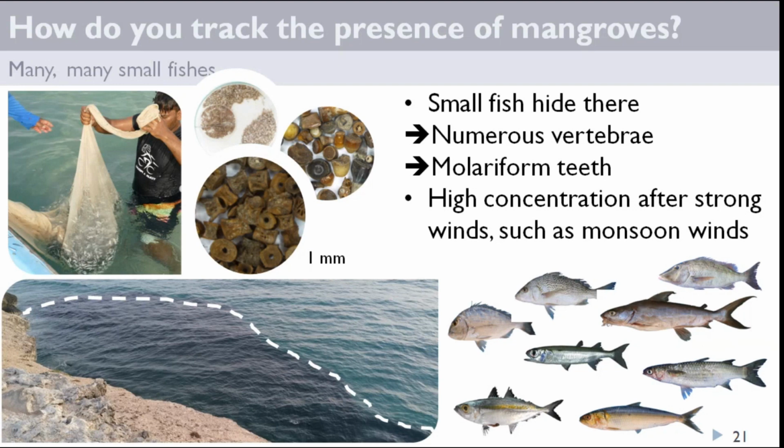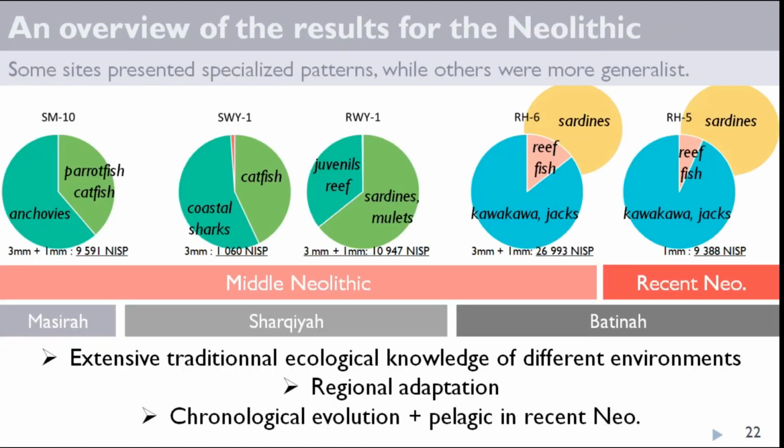the entire school. So by identifying these tiny bones, I will be able to evaluate the presence of mangrove and lagoon at least. This is an overview of the result I get for the Neolithic.